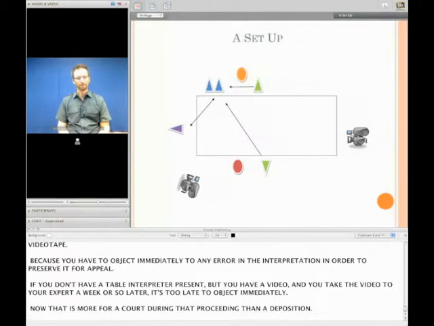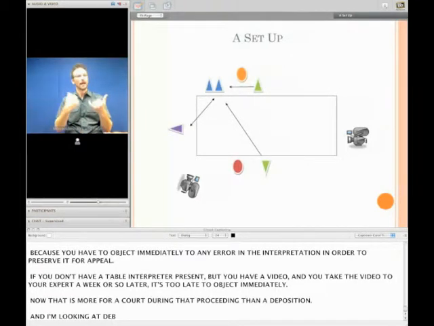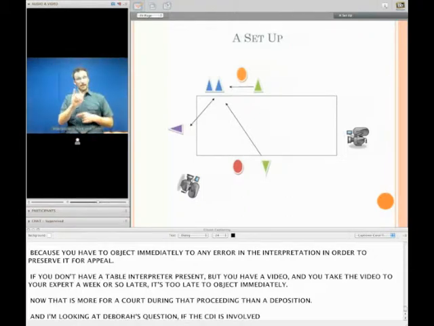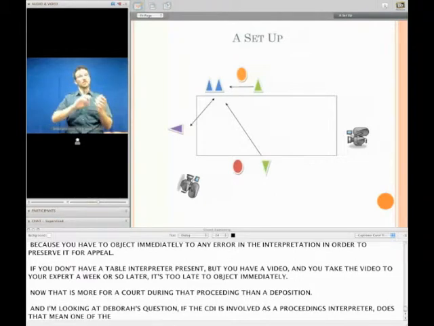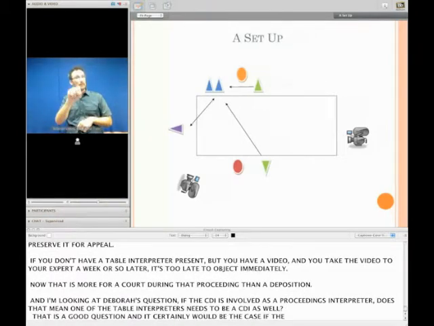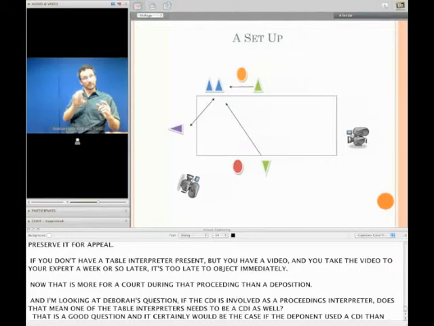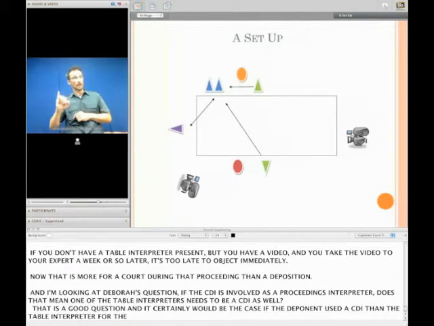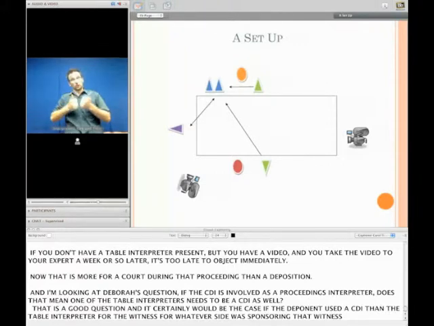And I'm looking at Deborah's question. If a CDI is involved as a proceedings interpreter, does that mean one of the table interpreters needs to be a CDI as well? That's a good question. And it certainly would be the case if the opponent used a CDI, then the table interpreter for the witness, for whatever side was sponsoring that witness, may very well have a CDI.